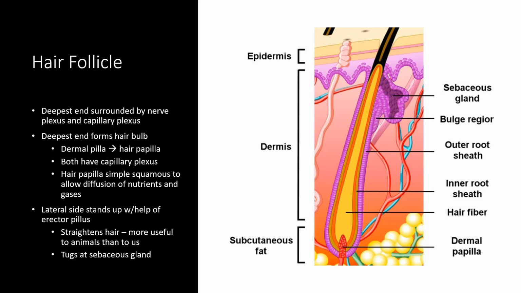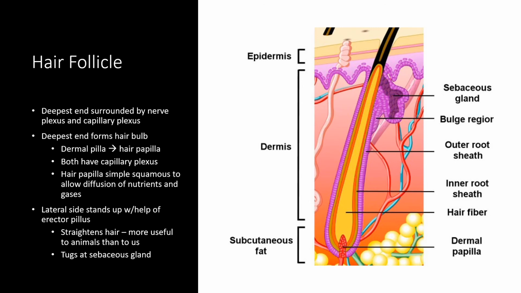Here you can see there's the dermal papilla right here. And the rest of it, you can see there's this basal layer, and it just follows the whole way on down, right? It's the same type of tissue. The deepest down here you can see, you have a nerve plexus and a capillary plexus in there. This whole deeper end is called the hair bulb. And this again is lined with simple squamous to allow for diffusion of nutrients and gases.